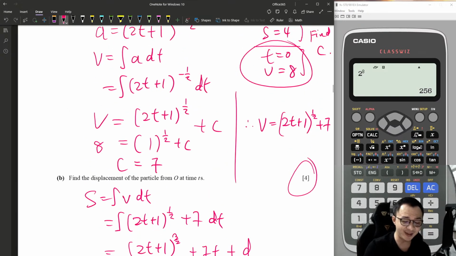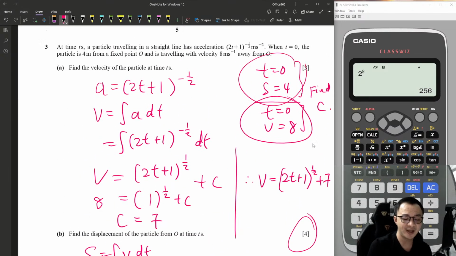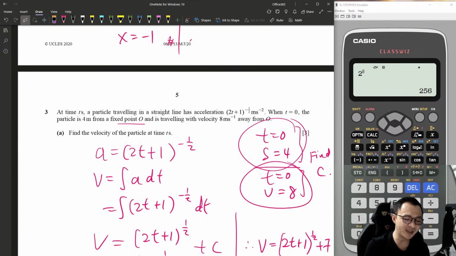So I want to find d. I have this information: s will equal 4 when t is equal to 0. But this kind of question, you must be a little bit careful, because here they just say the particle is 4 meters away from the fixed point O. They don't say left-hand side or right-hand side. I want to give you some idea.